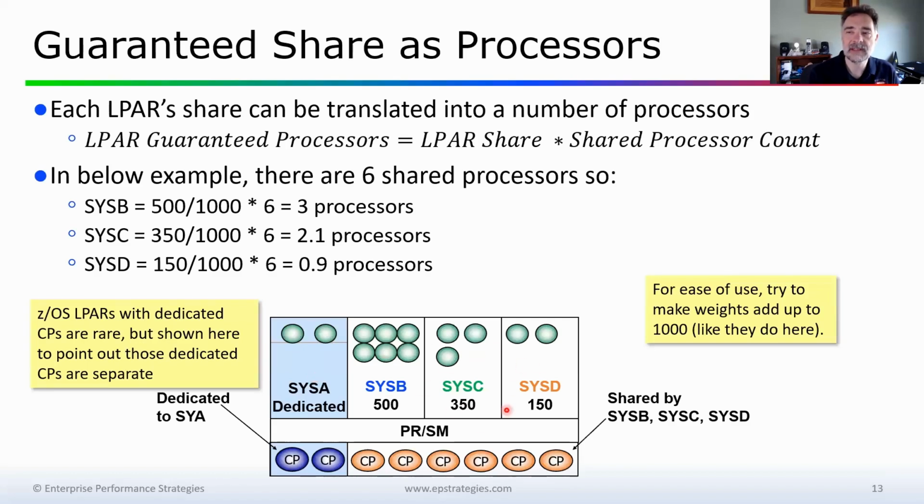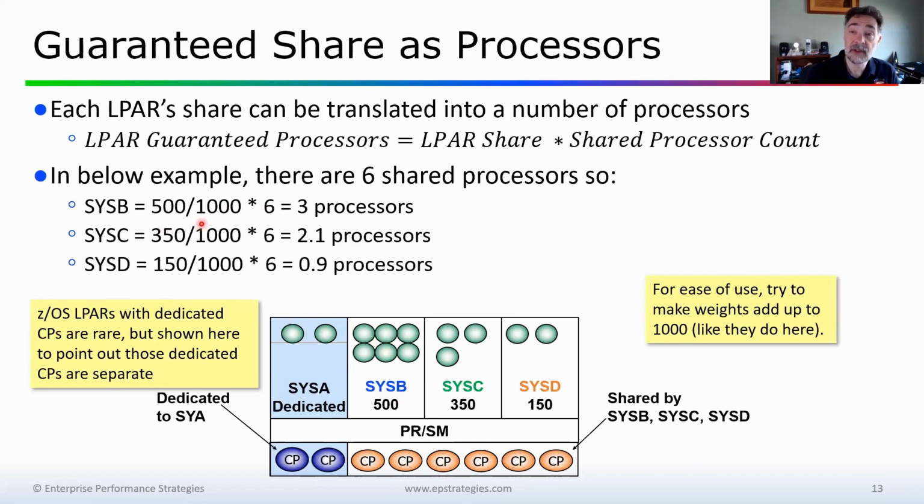We have 3 other LPARs on this machine. We have 6 physical processors that are shared between those 3 LPARs, and they have weights of 500, 350, and 150. Those weights very nicely add up to 1,000 in this case. That makes it easy to do math in your head. It doesn't have to add up to 1,000. PR/SM can do math easier than I can if they add up to 756 or whatever. I just find it easier if they add up to 1,000. I've seen some sites, though, that make them total up to the number of MSUs on the machine or the number of MIPS on the machine because they can think about it that way. That's fine, too.